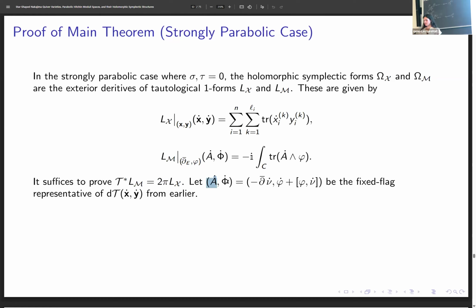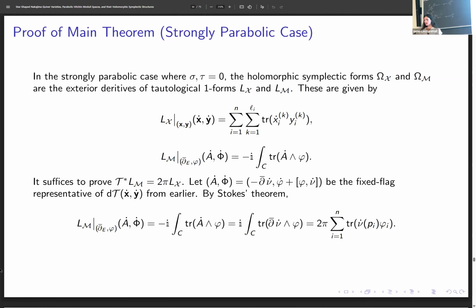So I'm going to let A dot and phi dot be this fixed flag deformation like I discussed. And I plug it into L. And this is just the definition of L first. And then I use the definition of A dot, which has this del bar nu. And then because phi is holomorphic, there's no product rule to worry about. So you can apply Stokes' theorem to this to recover this residue. 2 pi times the sum of these traces.